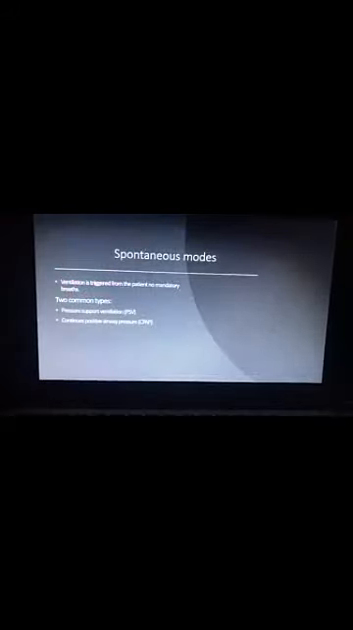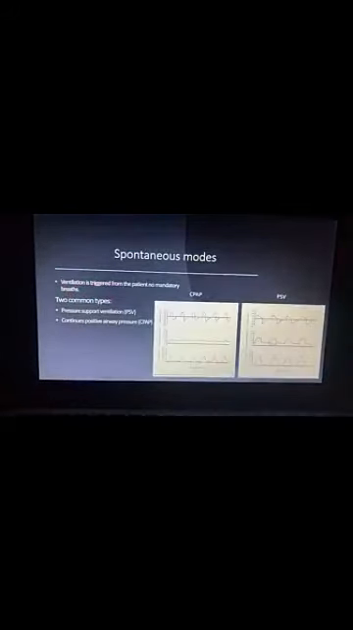Spontaneous modes. The ventilation is triggered by the patient, no mandatory breaths. Two common types: pressure support ventilation and continuous positive airway pressure. If the patient stops triggering, apnea, the ventilator will switch to the backup mode.